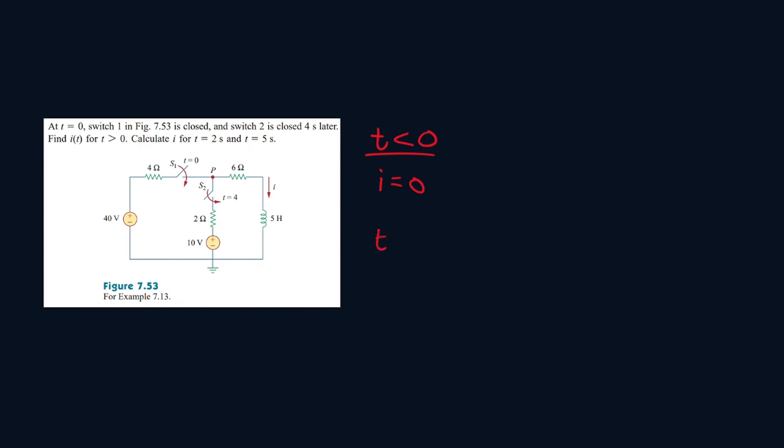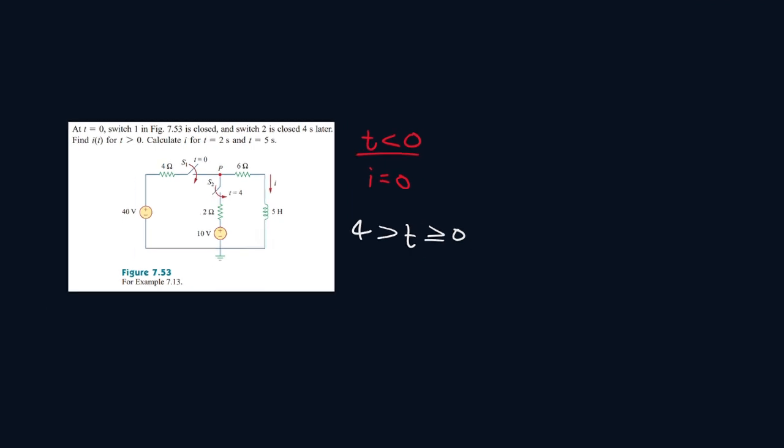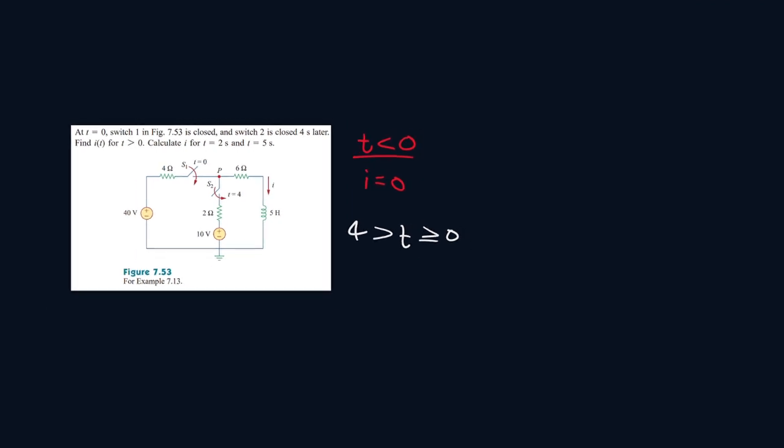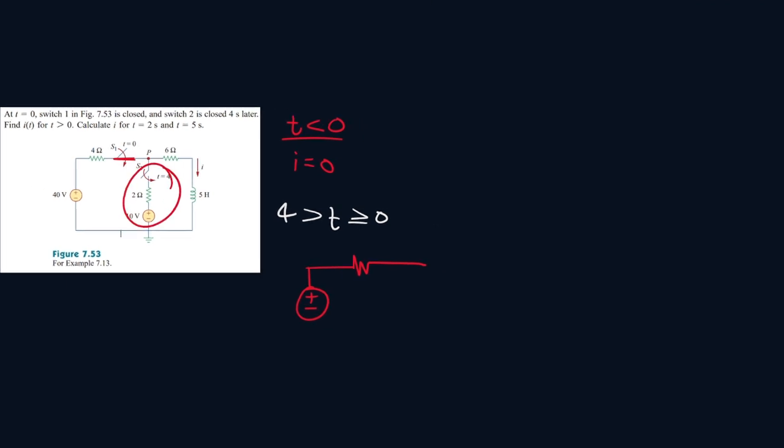Now let's focus on when t is greater than or equal to 0 but less than 4. This is how the circuit is going to look. This switch is obviously going to be closed, and since this one is open, we're going to ignore it. So our circuit looks like this.